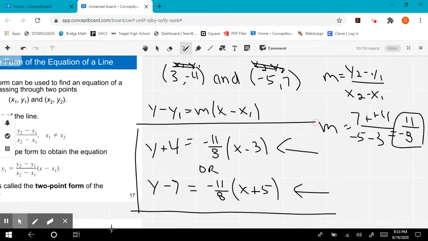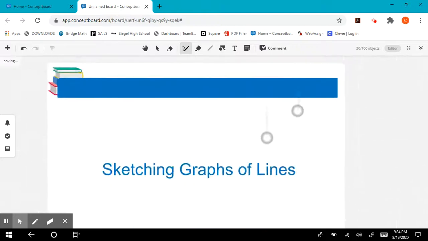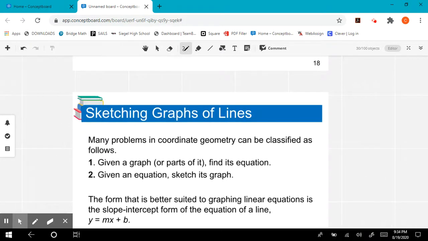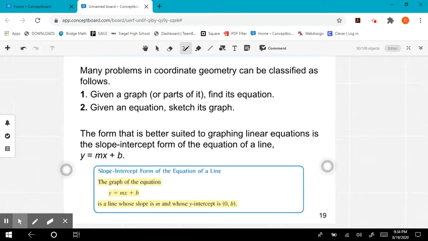So that is one of the things you need to be able to do: put into point slope form to write an equation, either given a point and the slope or given 2 points. All right. So I'm going to slide back over here. I'm talking about sketching graphs of lines.